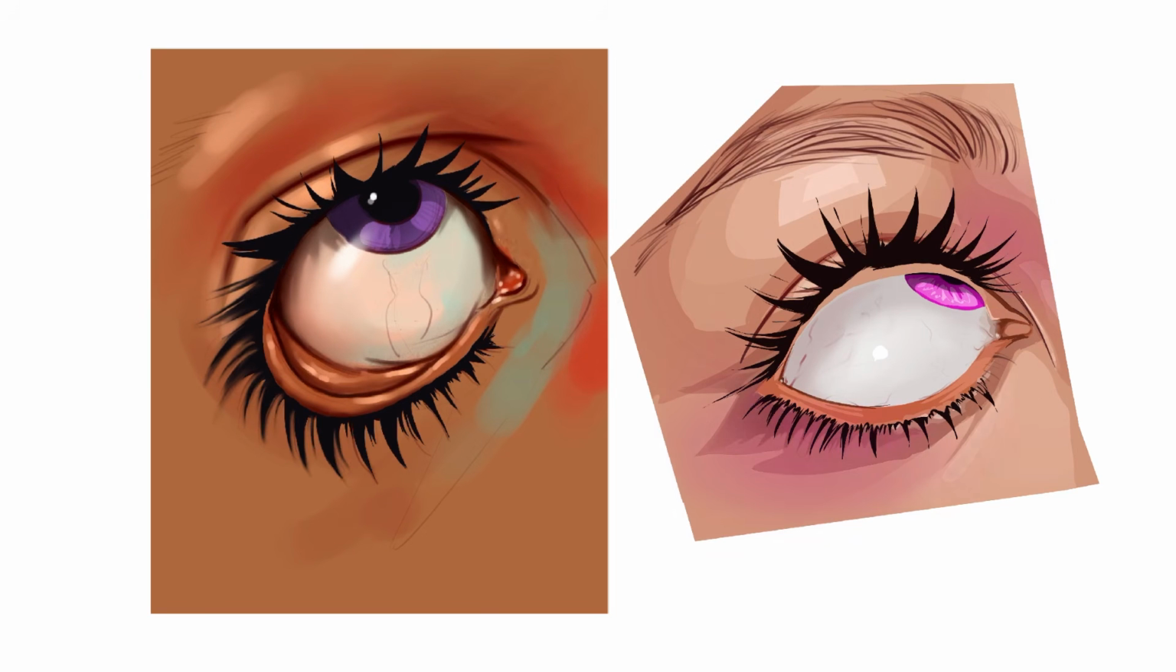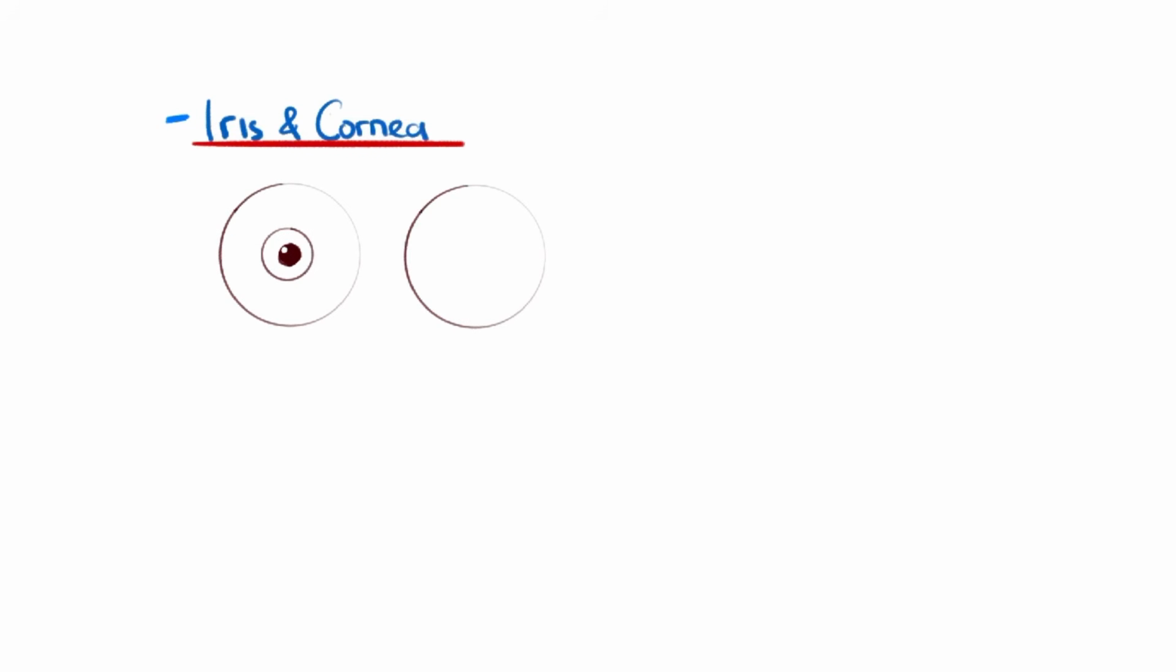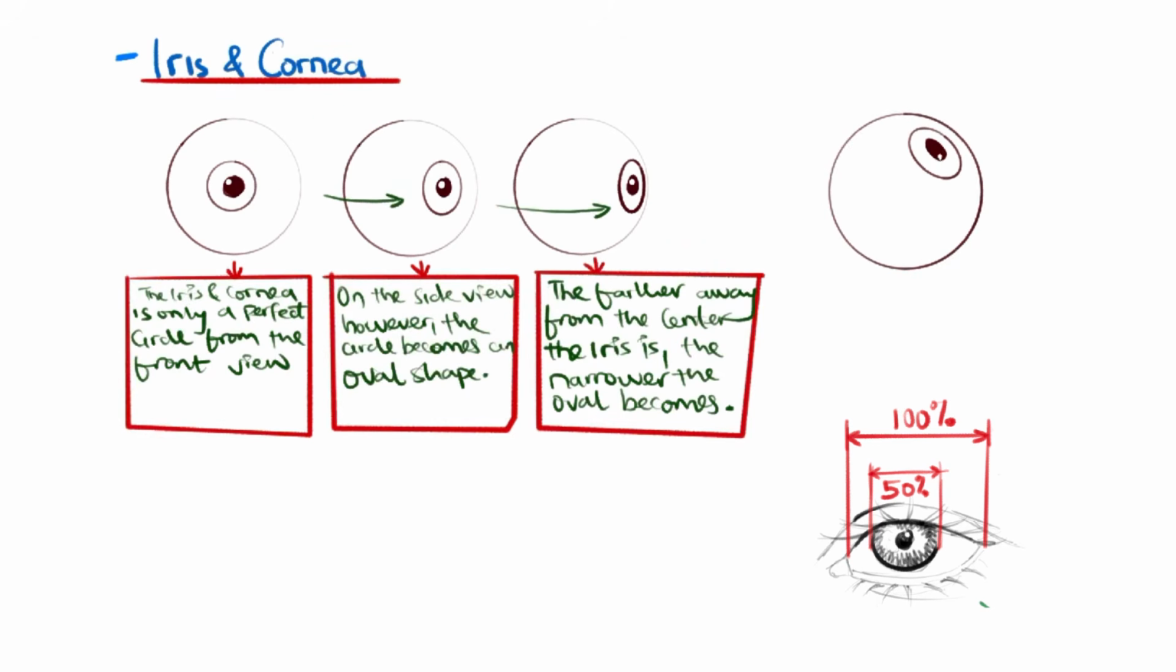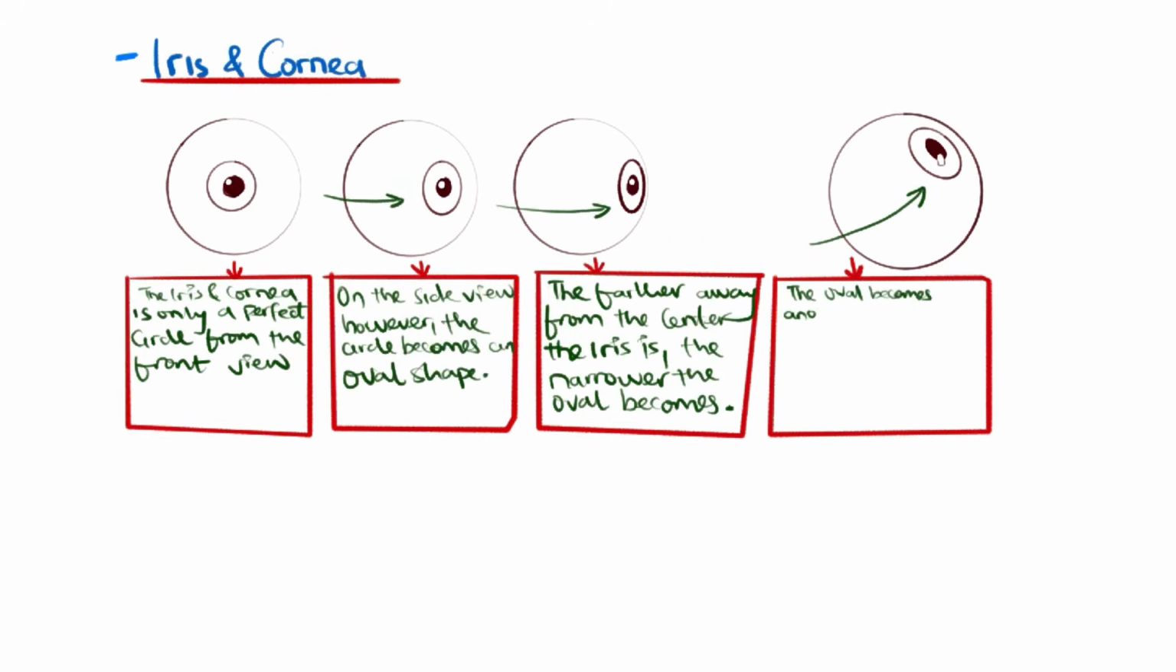The second thing we're going to talk about is the iris. The iris is the colored part of the eye. It can be brown, blue, green, in the case of Muzan and the Uchihas, red. Everyone's iris pattern is unique, just like their fingerprints. I usually make the iris about 50% in width while drawing. That, of course, changes when the eye moves in different angles.